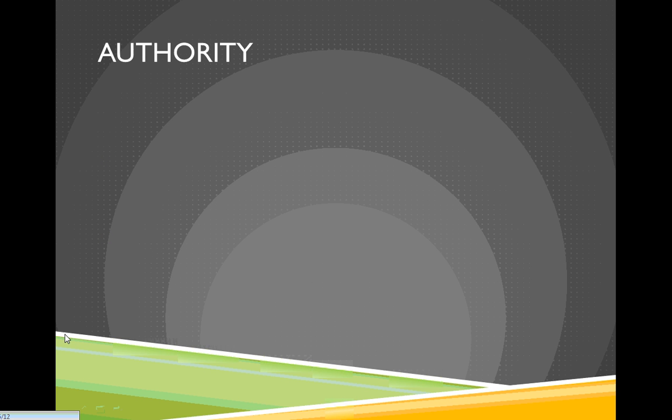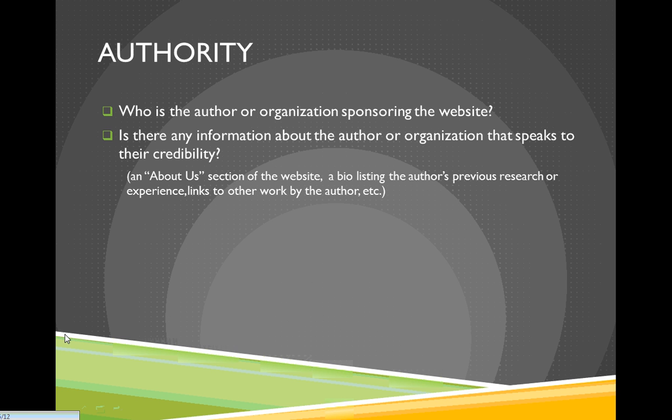The next is the authority. Consider who is the author or the organization sponsoring the website. Can you even find the author or the organization? Is there any information about the author or organization that speaks to their credibility? This may include a section on the website labeled About Us, or it might be a bio listing the author's previous research or experience, or may include links to other works by that author.